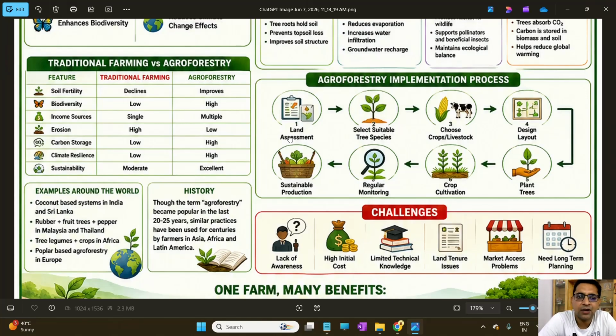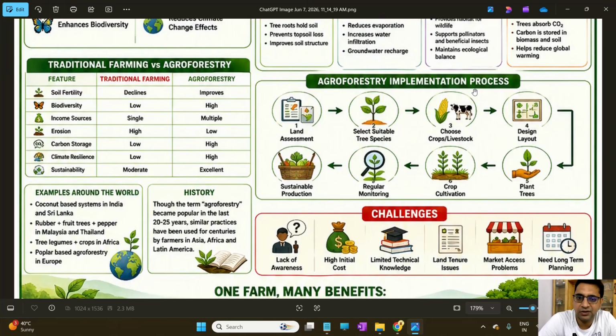So how does agroforestry implementation work? We do a land assessment. Then based on the land and the type of soil, we select a suitable tree species. First of all, we choose a tree, then we choose a crop. Along with that, we choose livestock, a type of animal. Then we design a layout. Then we plant trees, below that we do cultivation, and we keep on monitoring. After some time, we get sustainable production, right?